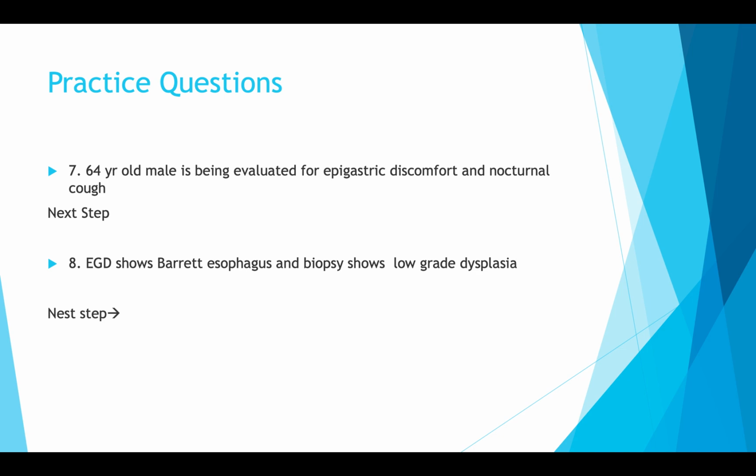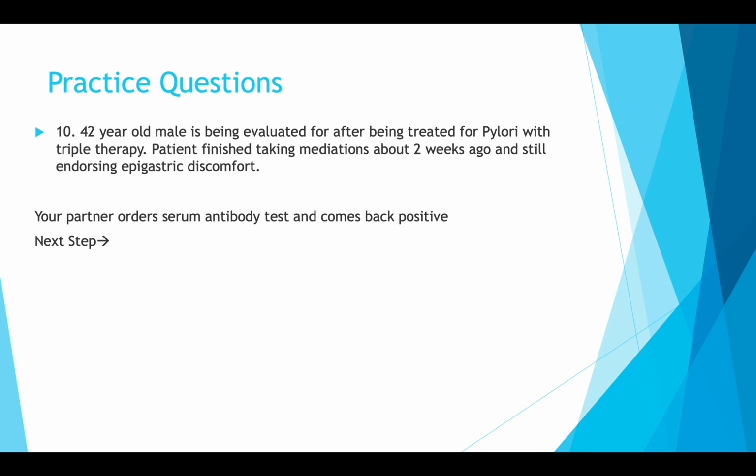Now, let's say EGD shows Barrett's esophagus and low-grade dysplasia. Obviously, like I said, the patient needs more frequent monitoring. In the case of a patient having low-grade dysplasia, they need a repeat EGD in 6 to 12 months. Now, let's say the repeat EGD shows high-grade dysplasia. In that case, you have to refer the patient for endoscopic ablation. So that's a take-home point there.